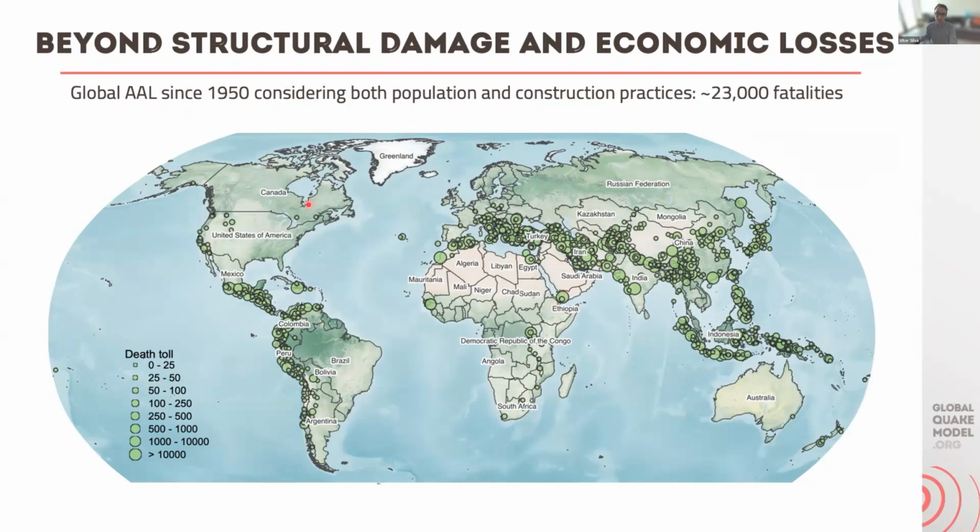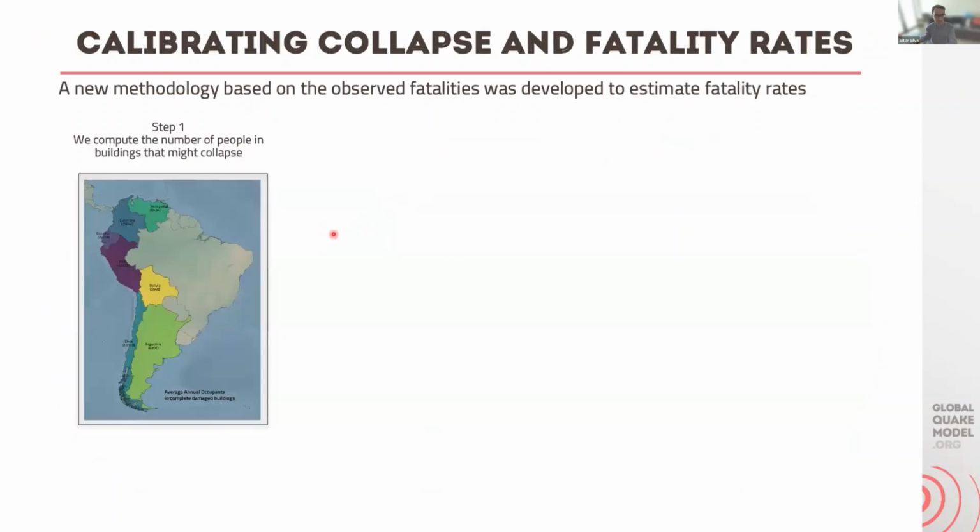I will not spend too much time on how we have brought losses from the past, like 1950, to today. This is part of the work of one of our PhD students, Salvador Ramos, and this will be explained in a publication. But basically, it is possible for us to look at losses since 1950 and estimate the average annual human losses. And then what we can do is the following.